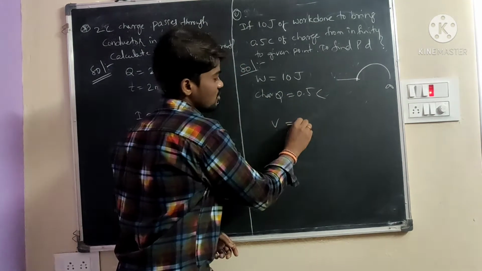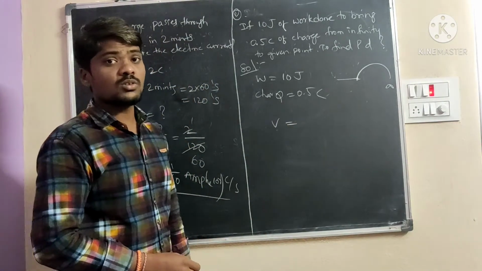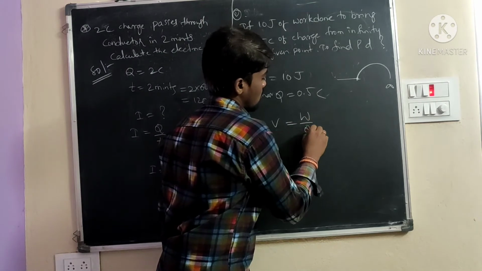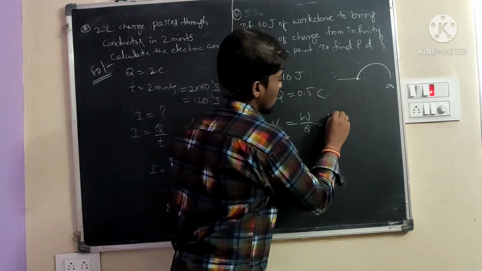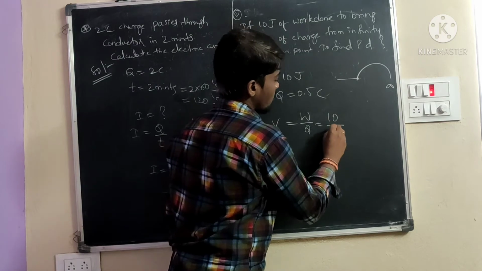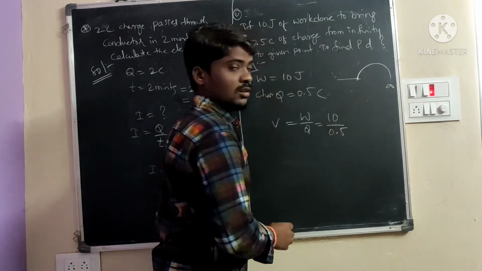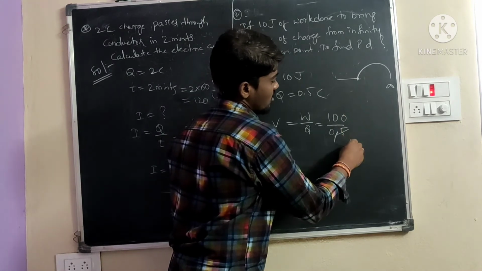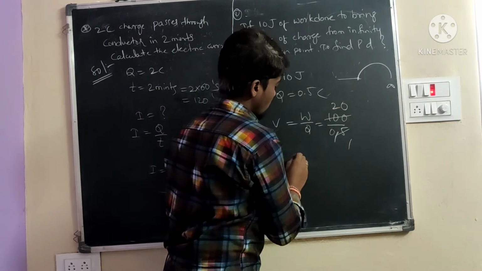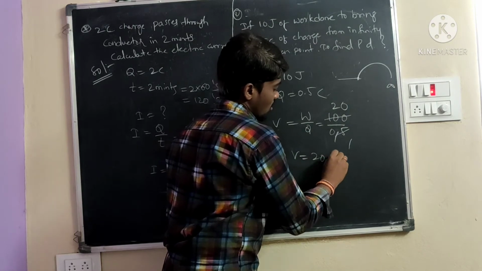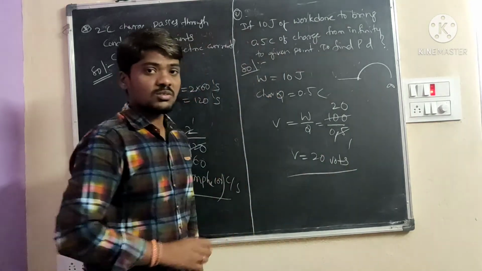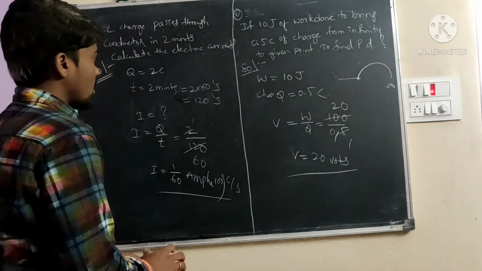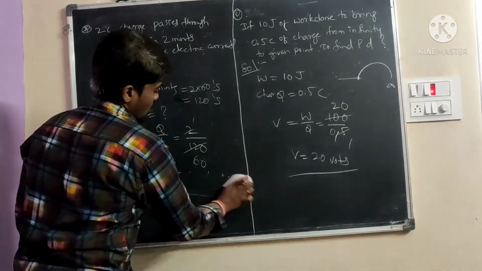Potential difference formula: V is equal to W by Q. Substituting the values, work done 10, Q means 0.5. The decimal point is removed, so the numerator will become 10 by 0.5, which gives 20. V is equal to 20 volts. Okay. Next, see the next problem.